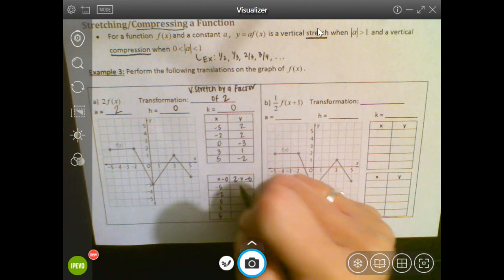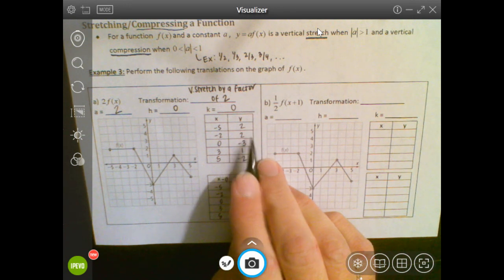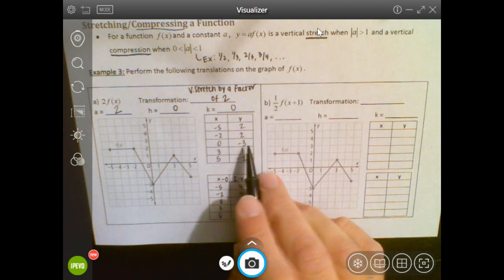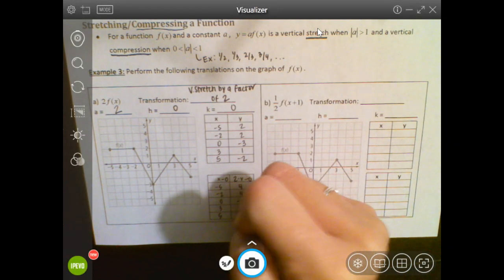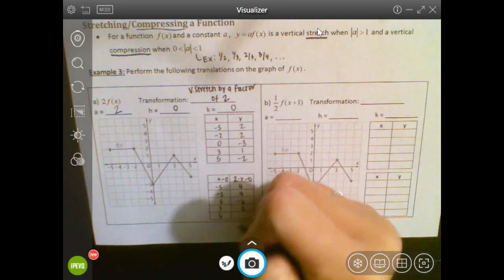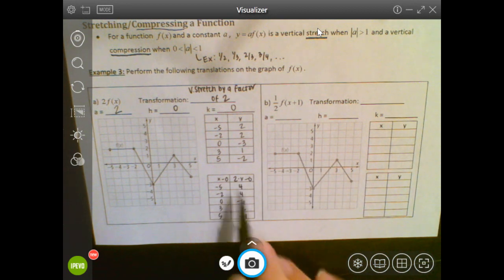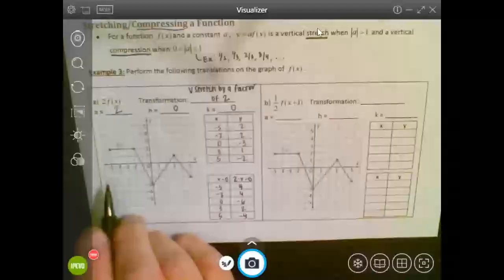So 2 times 2 gives us 4. Again, 2 times 2 gives us 4. -3 times 2 gives us -6. 1 times 2 gives us 2. And then -2 times 2 should give us -4. So here's our table of values that we want to go ahead and graph.